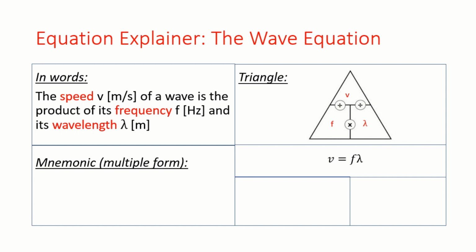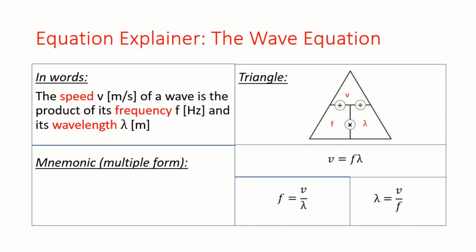However, there are other ways of doing this. You can rearrange for f and you can rearrange for lambda. Feel free to pause the video just to try that before you see what those look like. Okay, whether you pause it or not, we'll just have a look. If we want f, we simply have to divide v by lambda, because if we cover up the f on that triangle, we get v over lambda. And similarly, our lambda, the wavelength, is v divided by the frequency f.